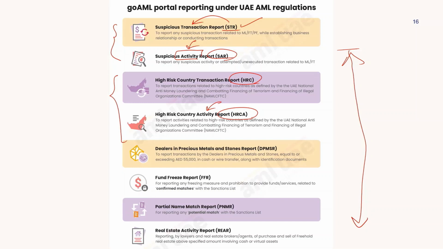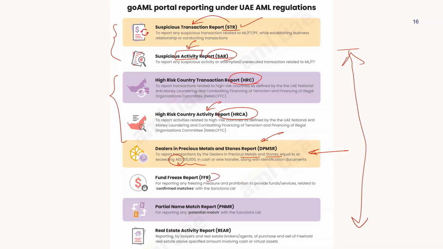But what about dealers who have metals and valuable stones? Maybe their transaction exceeds 55,000 AED. So this is unacceptable or unpredictable for our policies. We can report it as a DPMSR report.